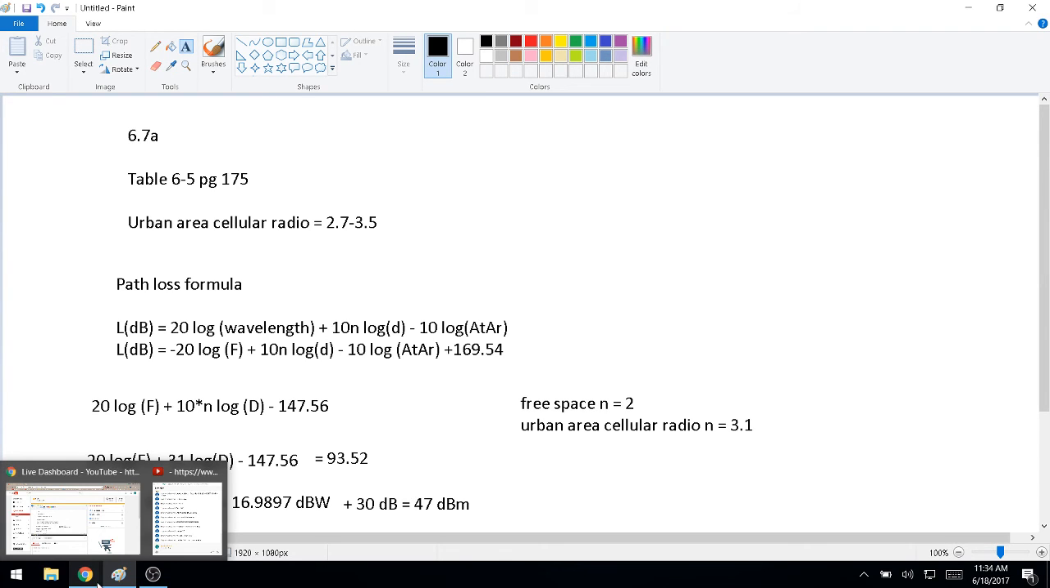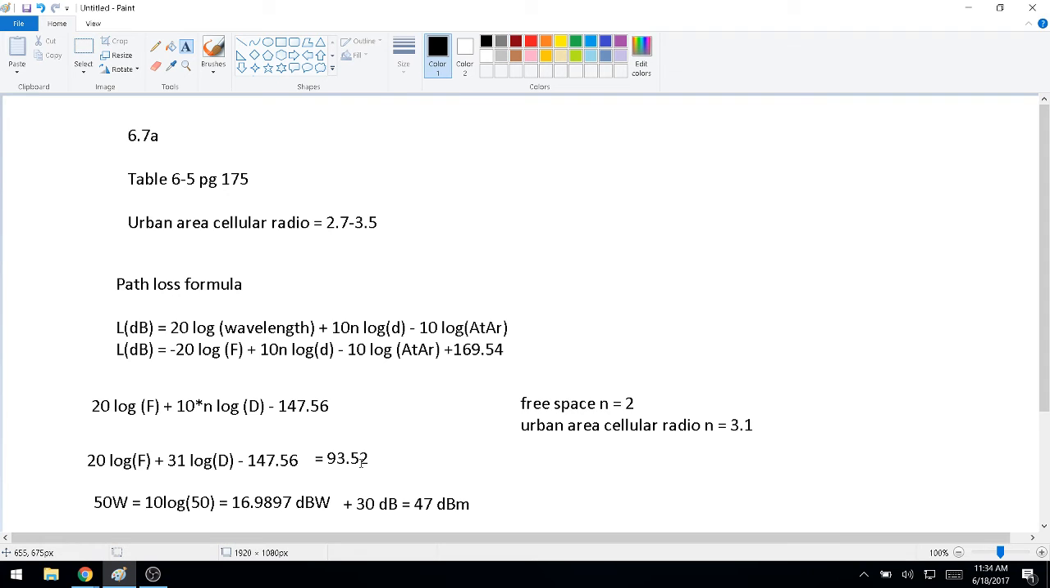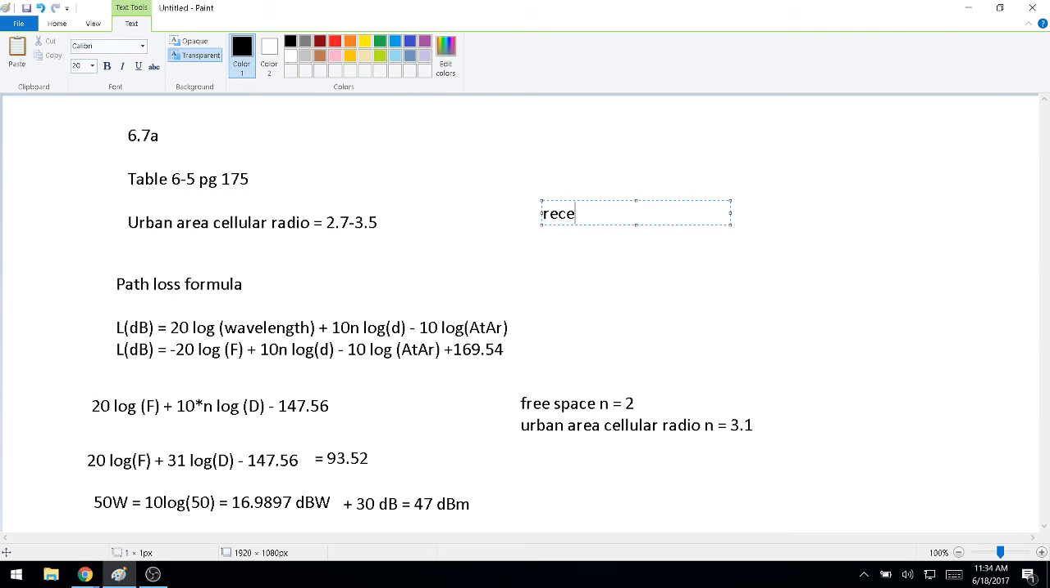We lose 93.52 dB of power over the channel. And so that means when we're receiving the power, our received power equals 47 minus 93.52. And that means our final answer, our power received, equals negative 46.52 dBm.